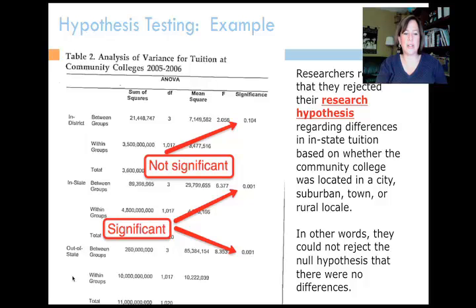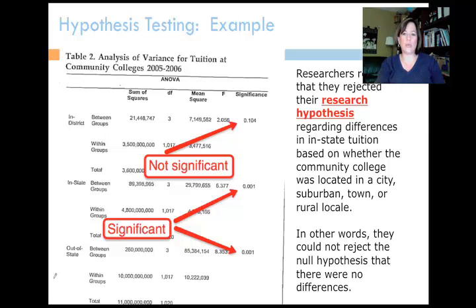Let's look at some examples again. This is of hypothesis testing. This is, again, that same example we saw when we were looking at significance. What I wanted to show with this example, though, and this is tuition, how does tuition differ among community colleges based on whether they're rural, urban, suburban, based on their locale, or located in the town. And here's what the researchers reported in relation to these findings.